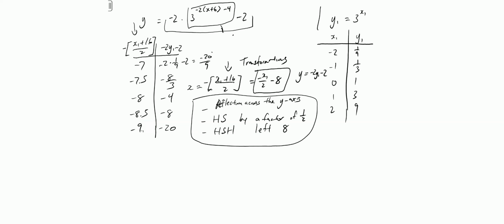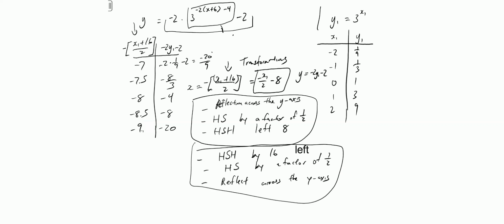Now let's look at the other way we could have done it, using the negative in brackets x1 plus 16 over 2. Following the order of operations, we would evaluate x1 plus 16 first, and that is a horizontal shift by 16 units left. After that, we divide all of that by 2, and that is a horizontal stretch by a factor of 1/2. Lastly, everything is multiplied by negative 1, so that is a reflection across the y-axis. Both ways would describe the transformations.